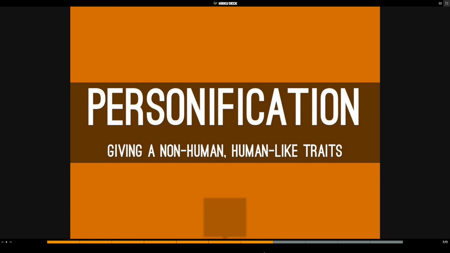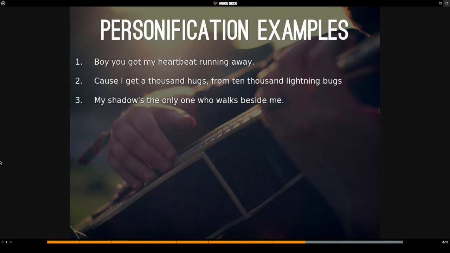Here are some song lyric examples. Boy, you got my heartbeat running away. Running is that verb right there. I get 1,000 hugs from 10,000 lightning bugs. There you go, hugs. My shadow is the only one who walks beside me. There's your personification verb right there. Walks.